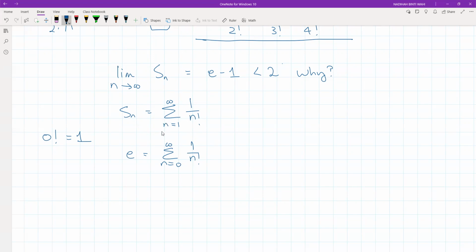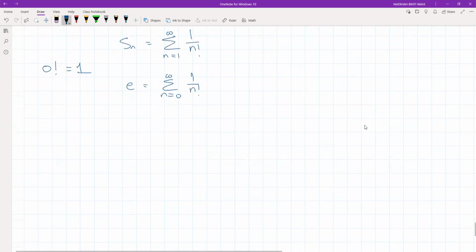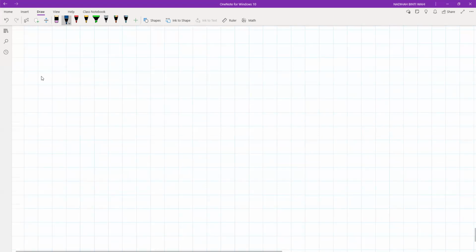Okay, any question so far? Ada soalan setakat ni? Okay, tak ada. So kalau tak ada, kita teruskan dengan convergent test. Convergent test pun dia ada beberapa convergence.